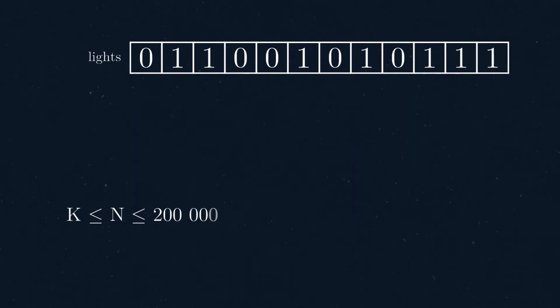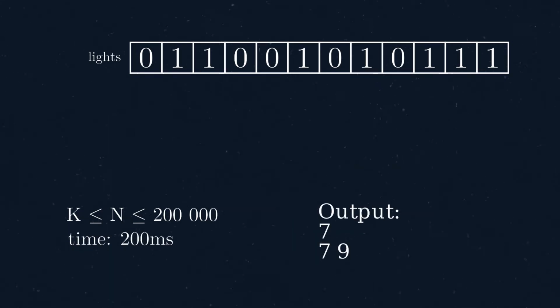Okay, in other words, you need to flip optimally exactly k bits from 0 to 1 to get the longest continuous subsequence of 1s. In our case, with k equals 2, we can flip these bits in order to get a subsequence of length 7. On the output, you need to print the length in one line and then the indices of the bits that you flipped in ascending order like shown. The indices are 1 based.